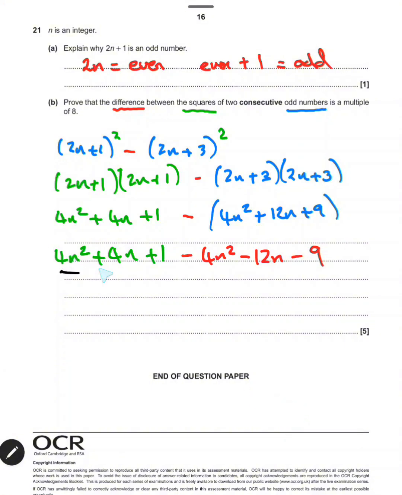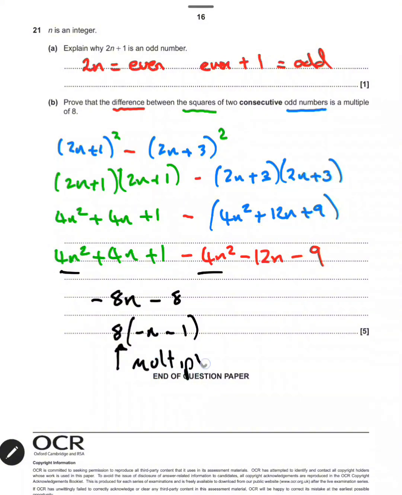We can now tidy this up. 4n squared take 4n squared is gone. 4n take 12n will be negative 8n. And 1 take 9 will be negative 8. What I can do with this is take out a factor of 8. Open up some brackets. 8 times something is minus 8n. 8 times minus n is minus 8n. And 8 times something is minus 8. 8 times minus 1 is minus 8. What we've got is something in a bracket being multiplied by 8. That there is showing you've got a multiple of 8.